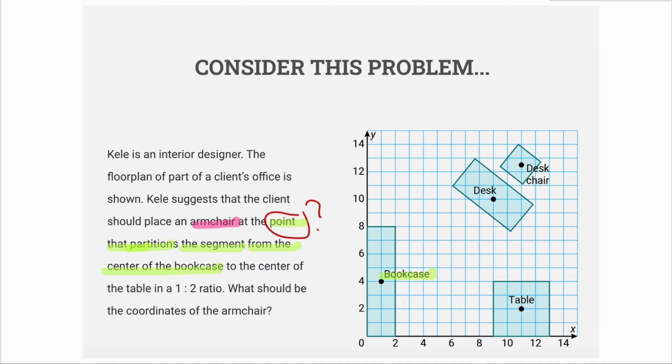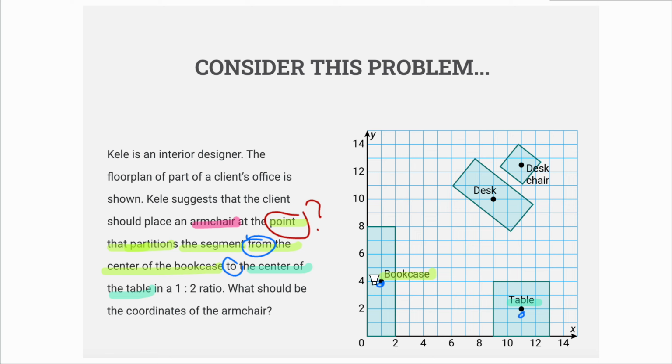Someone said if it's going from someplace to someplace, it must be a line. I love it. If I'm going from here to there, from A to B, from bookcase to where? To the center of the table. Where's the table? Where's the center of the table? Someone said that must be my points, and that Keely must be recommending that her client puts the armchair between these 2 points. Nice. And someone said that must be a line.